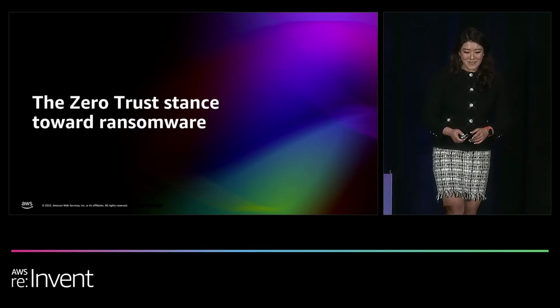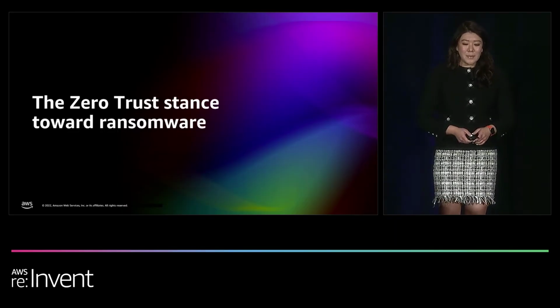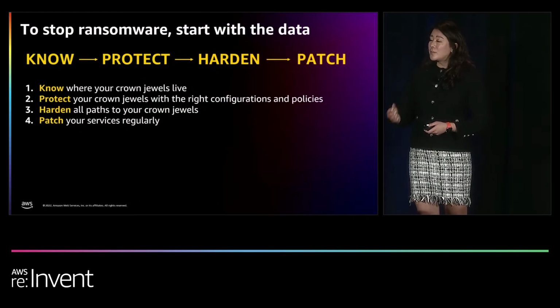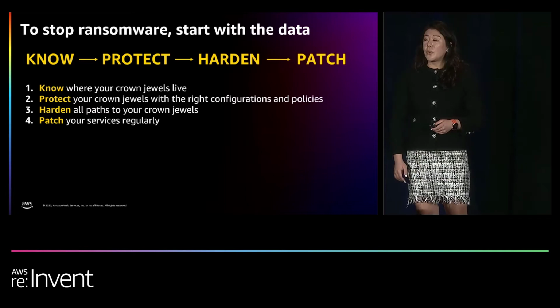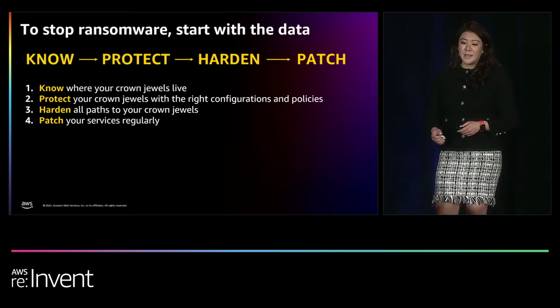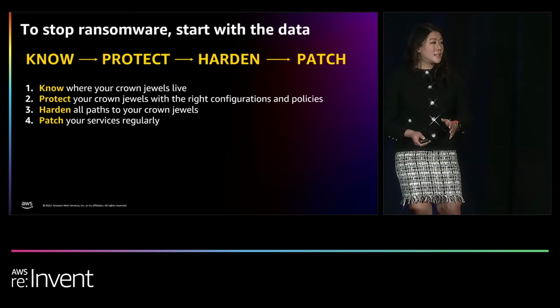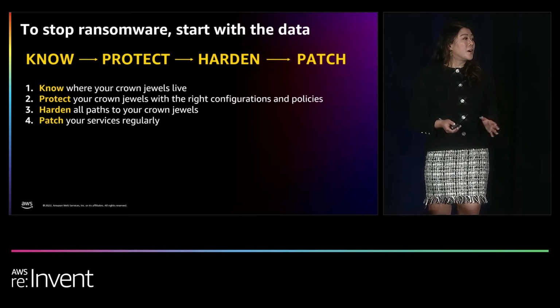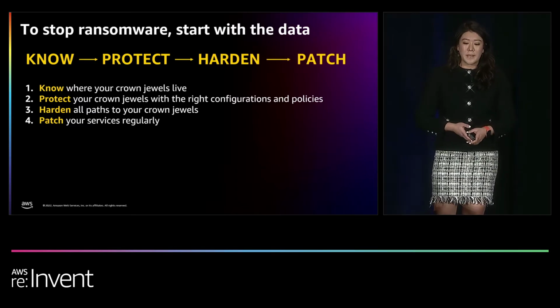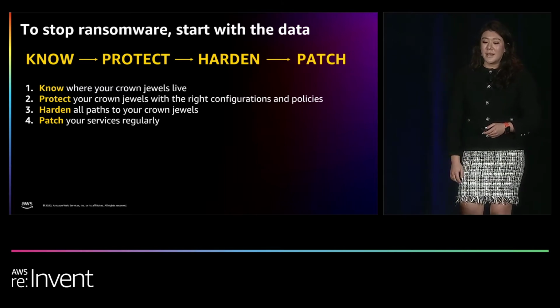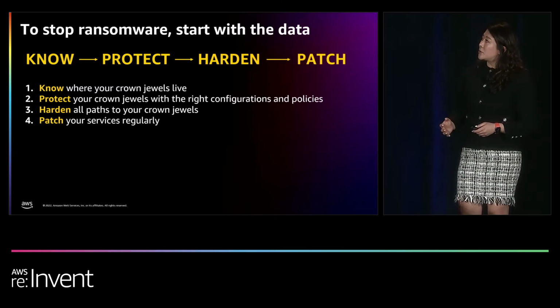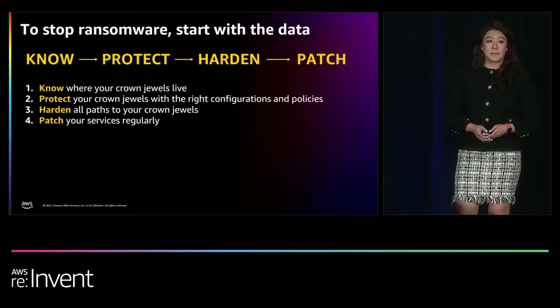So let's start by talking about what ransomware actors will actually go after, right? They'll typically go after the core data that powers your business, whether that's your databases, customer records, or your object stores. So if we're going to protect ourselves from ransomware, we need to start from your crown jewels and work backwards from there.